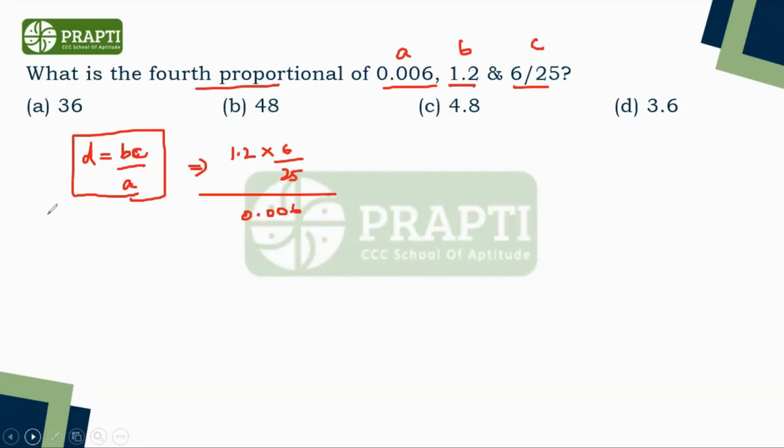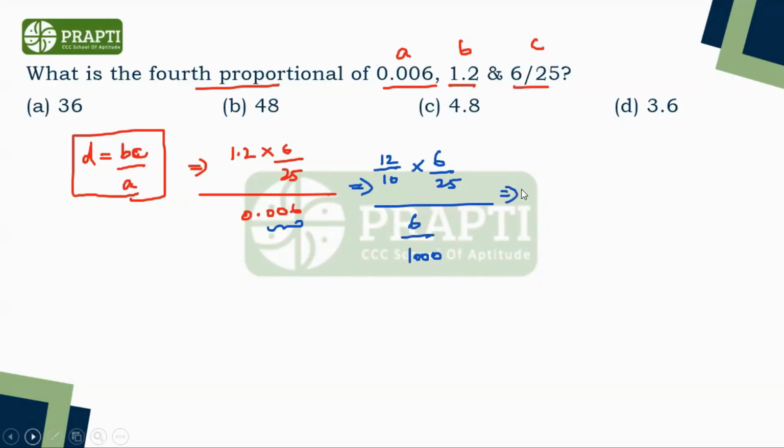As I said earlier, in order to make your calculation easy, let us convert this decimal into a whole number. So how will you convert it? Here we'll multiply the numerator and denominator by 10 so that it will become 12 by 10 into 6 by 25 divided by, after the decimal point, 3 values are there. So we'll multiply the numerator and denominator by 1000. So it becomes 6 by 1000.